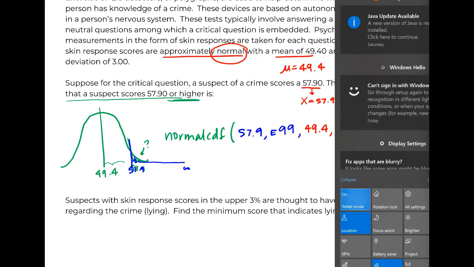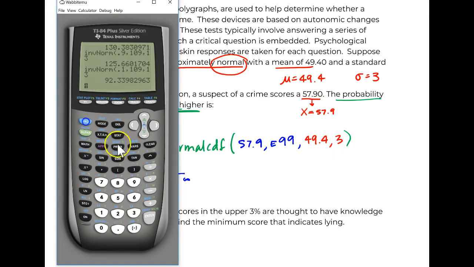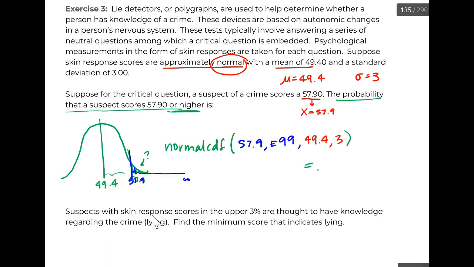So let's go ahead and see what the value is. That is not my car. Some soccer mom's car. 49.4, comma 3. So 0.0023. Like I said, very, very unlikely. This is less than a 1/4% chance a suspect would score that high. So if this were an actual lie detector that we were using on someone, we would feel pretty confident that they were lying because this is very unusual.